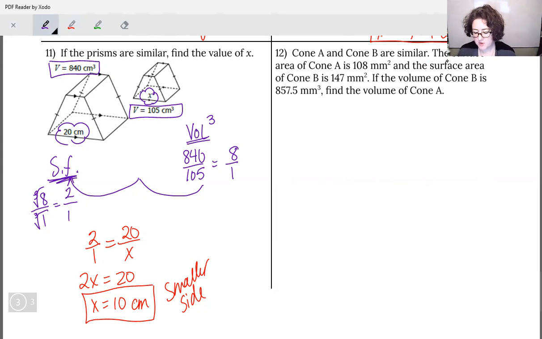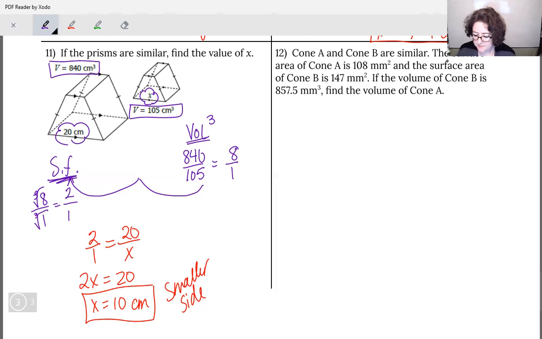If the volume of cone B is... okay, so before I even finish reading, the first set of info they give us is surface areas, and they want to know volumes. We can't go directly from surface area to volume. So we got to go surface area first, figure out what's our scale factor from that, and then take that all the way over to volume, and then we can do the problem.